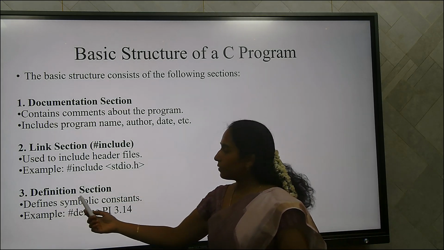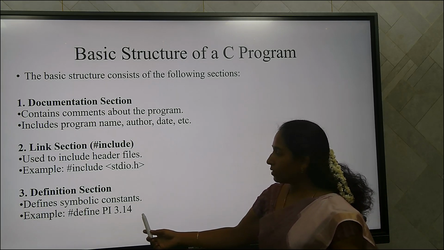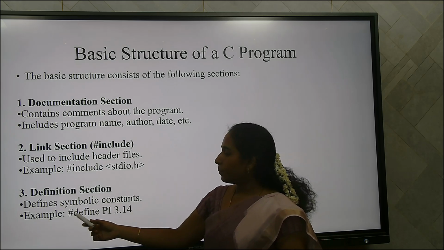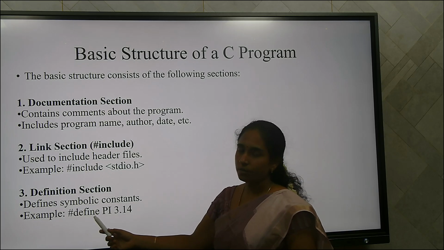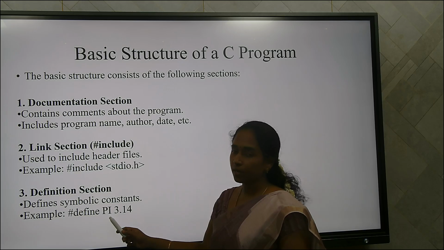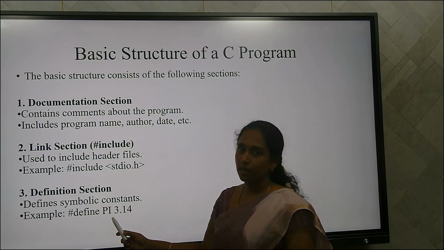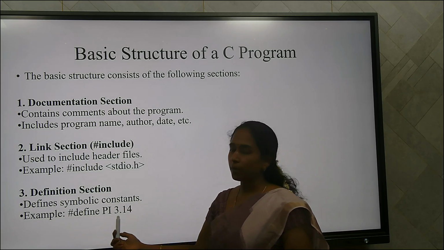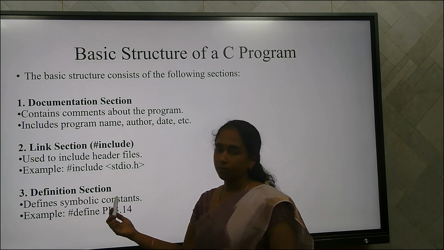Third section is the definition section. In this definition section, we define our symbolic constants. As a rule for a symbolic constant, we put # as the first symbol and then define our symbolic constant by using the define statement, and then our symbolic constant should be in capital letters. So I'll give PI as capital P and capital I, which holds the value 3.14. This is the general format for defining a symbolic constant that will be given in our definition section.